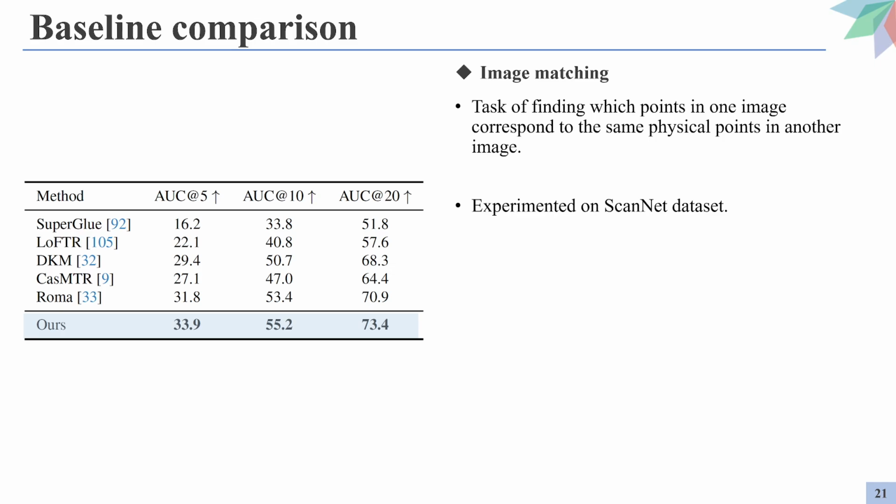The baselines are also evaluated on image matching using the ScanNet dataset. Image matching measures how well the model finds corresponding points between different images. Even though VGGT was not explicitly trained as a feature matcher, it outperforms specialized matching methods, demonstrating that it learns very strong geometric features.